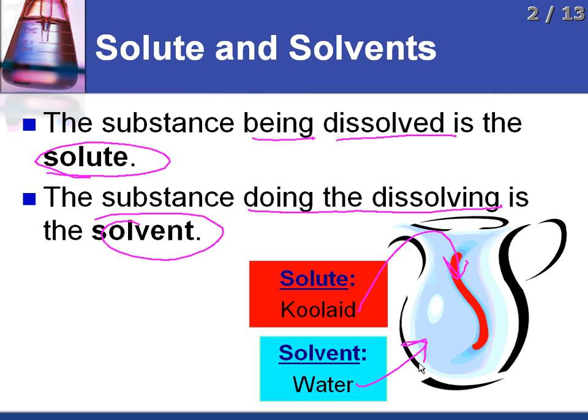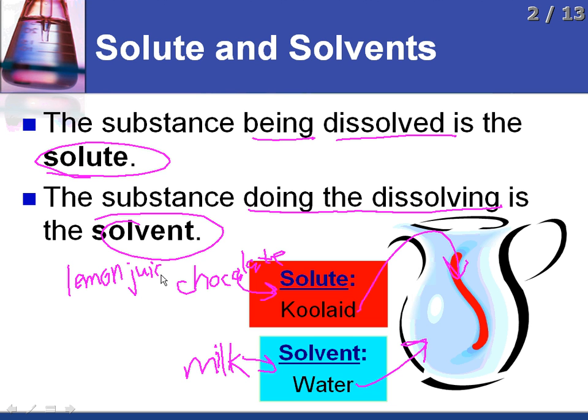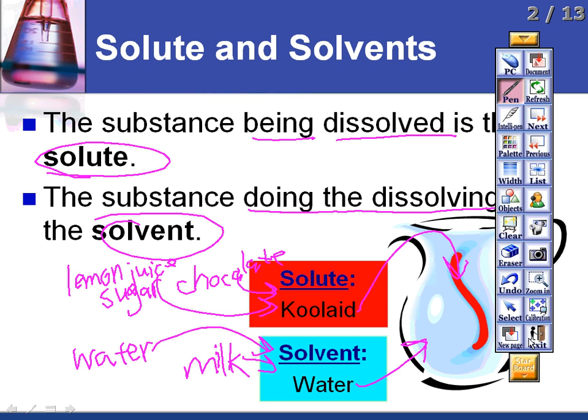If I'm making chocolate milk, the milk would be the solvent. The chocolate would be the solute. If I'm making lemonade, the lemon juice and sugar, that's going in. That's what's being dissolved in lemonade. That's the solute. Water is dissolving it. That's the solvent. Solutions have two parts, the solute, which is being dissolved, and the solvent, which is doing the dissolving.